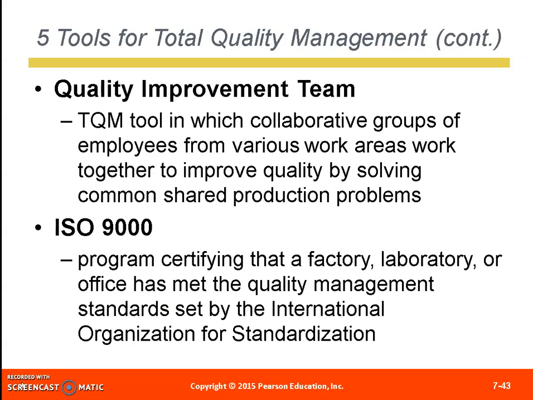And then the third one is the quality improvement team. You have a quality team that will be solving common shared production problems, on how to solve problems and to increase quality within the production line. The fourth one is ISO, the International Standards of Operation, ISO 9000, 14000. It is a certified program to make sure that your operations are standardized throughout the organization.